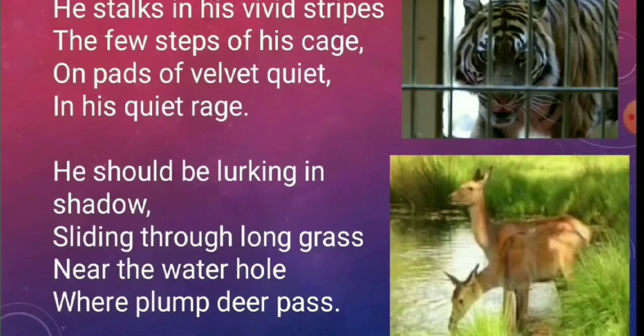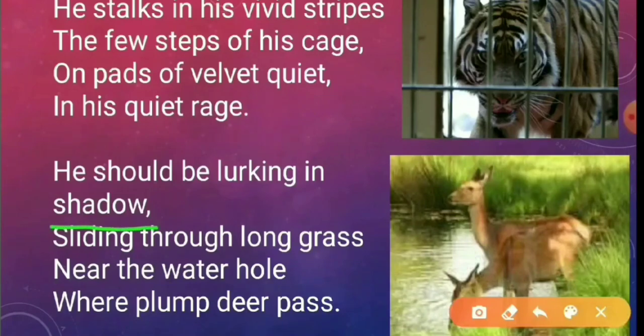The tiger is not getting freedom. Now we will see the poetic devices in the second stanza. First, we'll see the rhyme scheme. You can see the last word in the first line is shadow. You can write it A. Next is grass. You can write B. Hole. You can write C. And grass and pass, you can write it is the same as B. So the rhyme scheme becomes A, B, C, B.